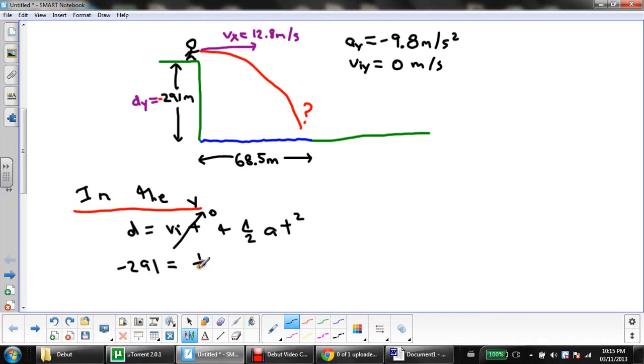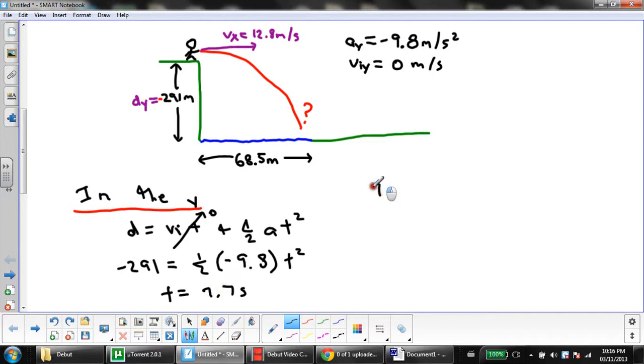equals 1/2 times minus 9.8 times t squared. I multiply by 2, I divide by 9.8, and then I square root, and I get an answer for just time. I have it written down here somewhere. Oh, 7.7. Like I said in the last video, time's the only thing I can bring back and forth.